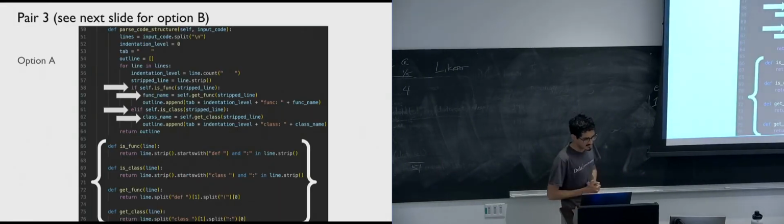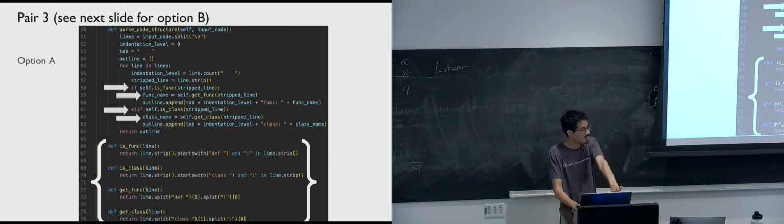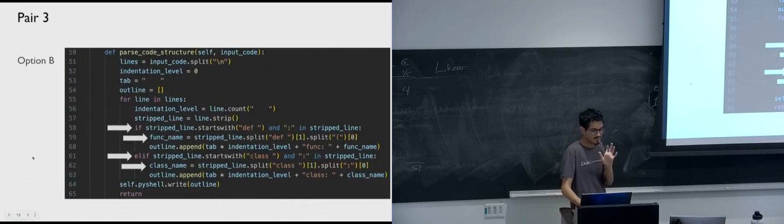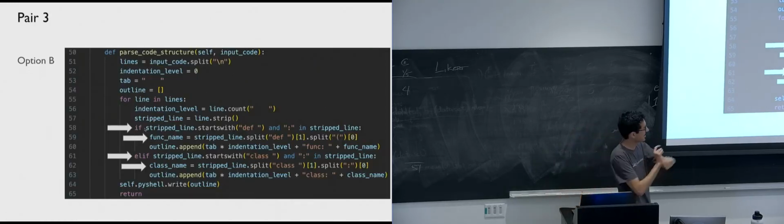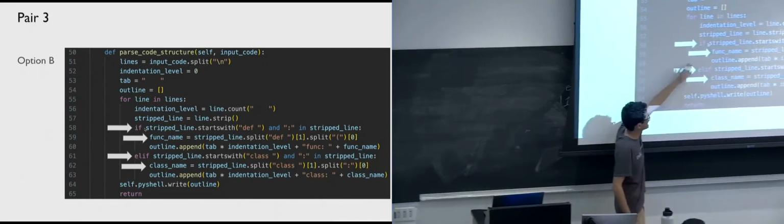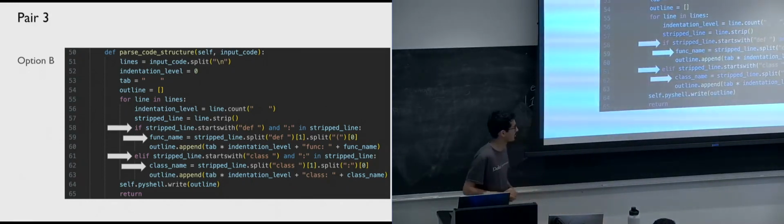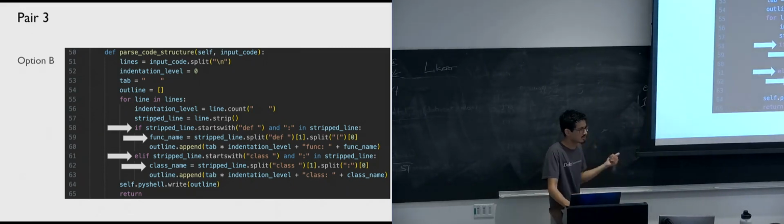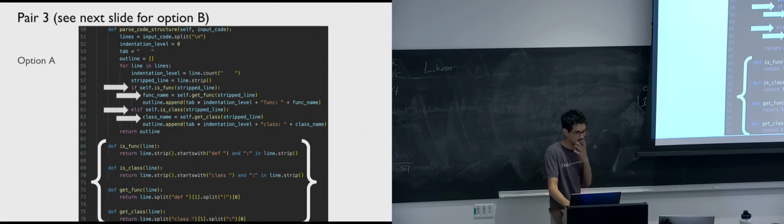All right, and the next one. For pair 3, we have option A, which has self.isFunc. It has these 4 different functions that return a true or false value, okay? And the opposite, we have those whole functions that are just a single line in the appropriate place. So does anybody here want to give a guess on which one they thought was better between A and B?